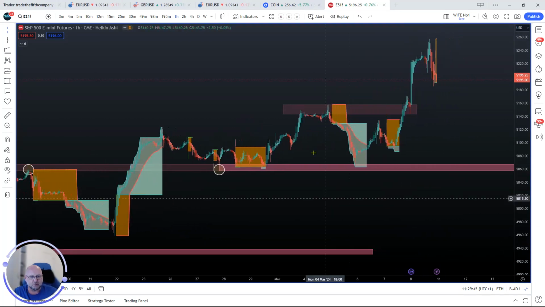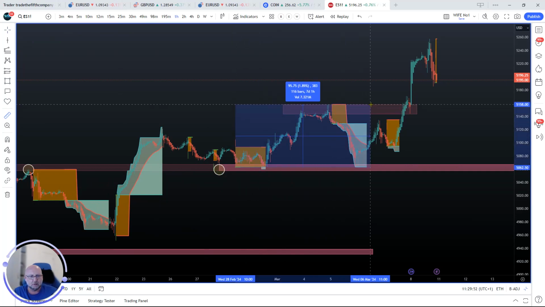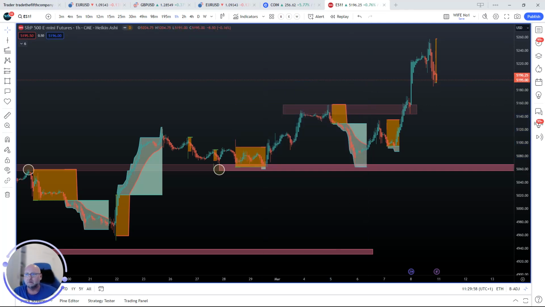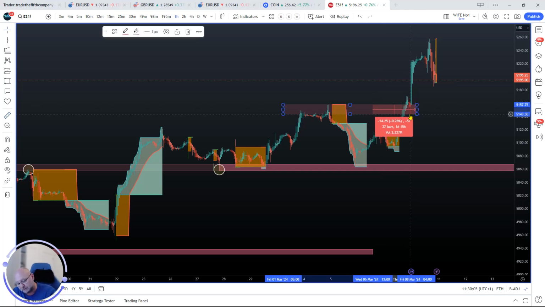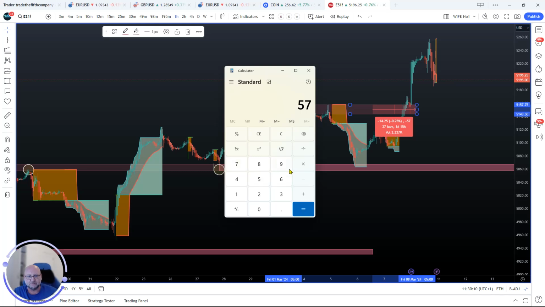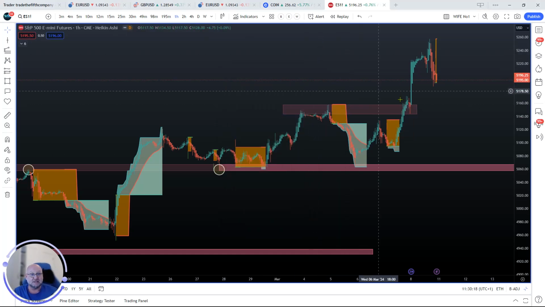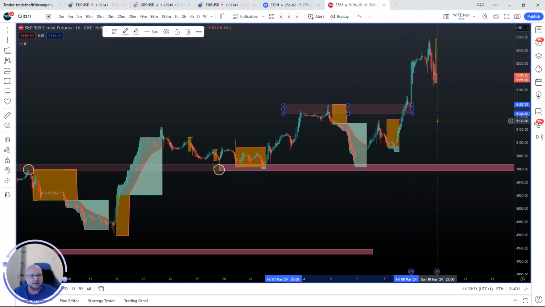Let's just measure this. So we've got a high and a low of this current range. Let's make sure we're not too fat on here. 383 ticks. And our potential zone is at 57 ticks. I can tell straight away that's pretty close, but it should be okay. Let's whack it on the calculator. 57 divided by 383 equals 14.8%. So this zone is actually now relevant.